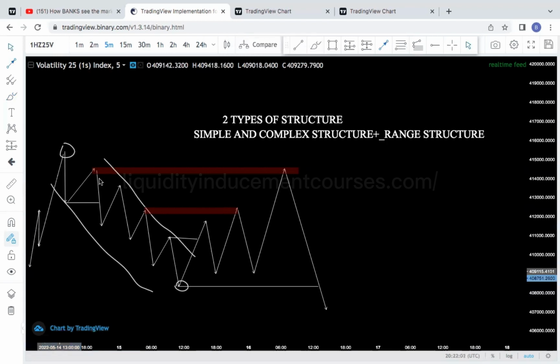And price changed at this point, okay? So our range becomes from here, right? From here to here as a range, and then from here to here as a range, okay? So internal structure refers to everything happening inside of the range, okay?